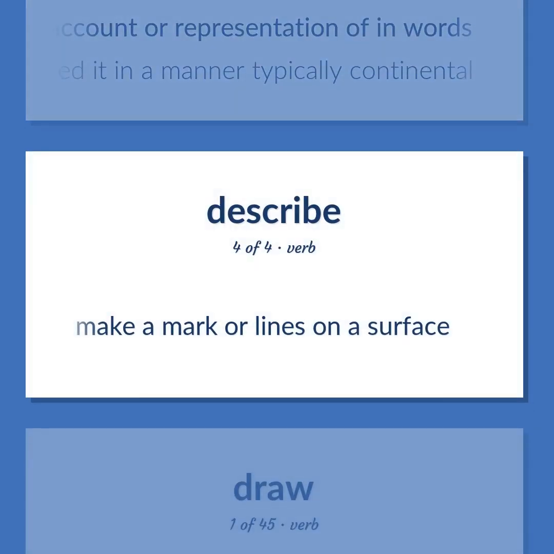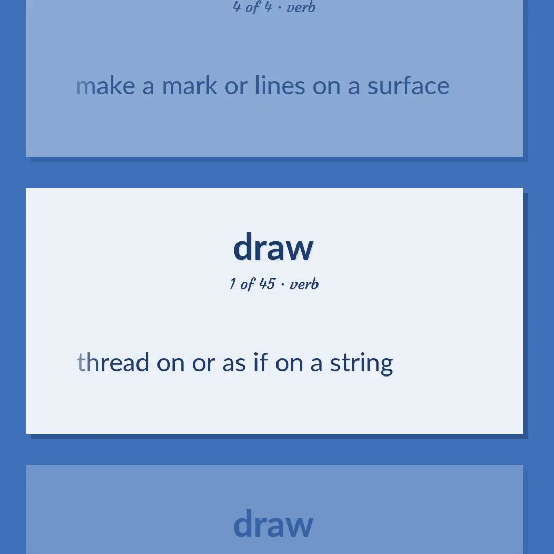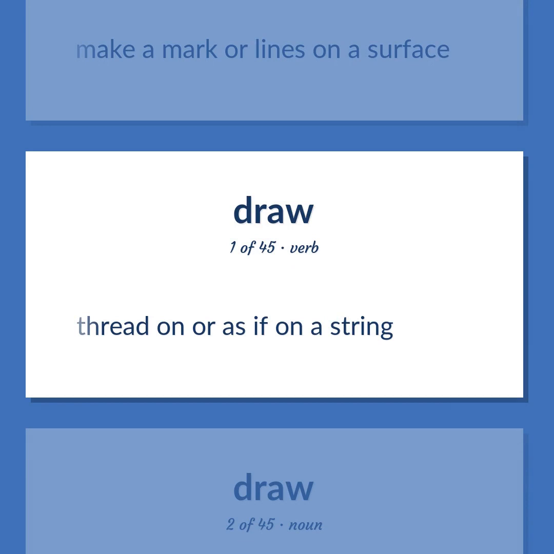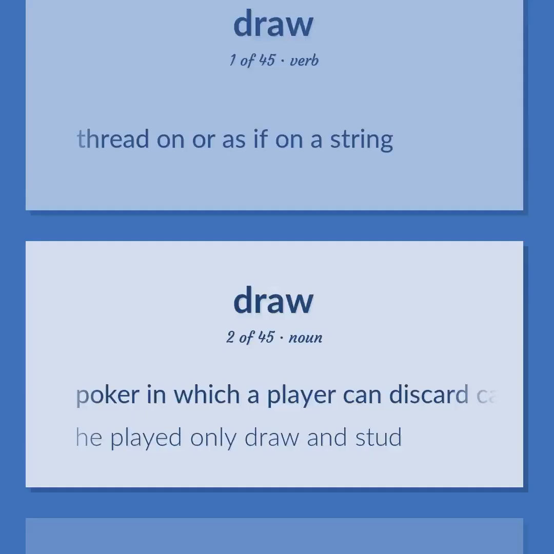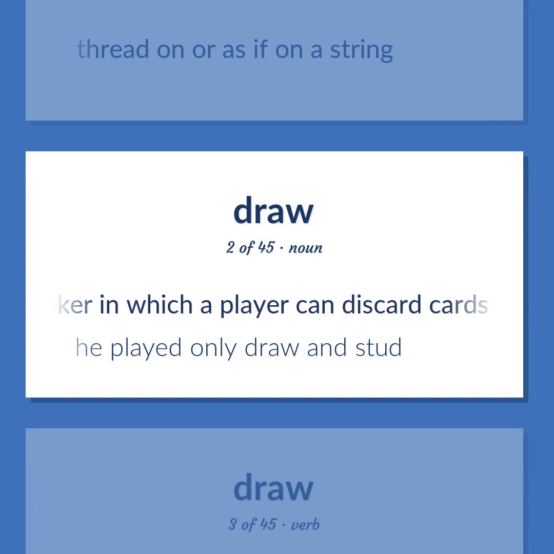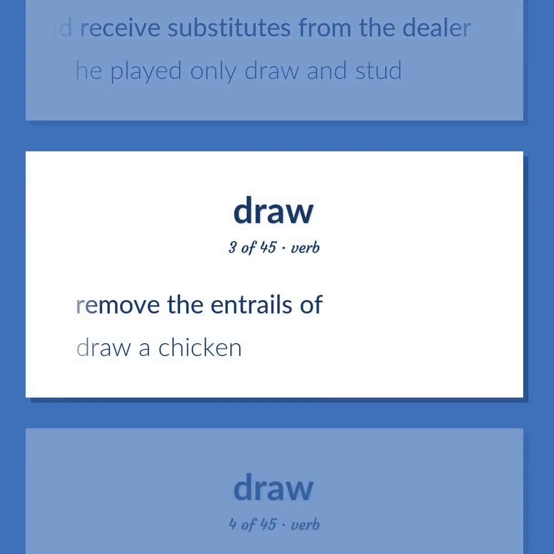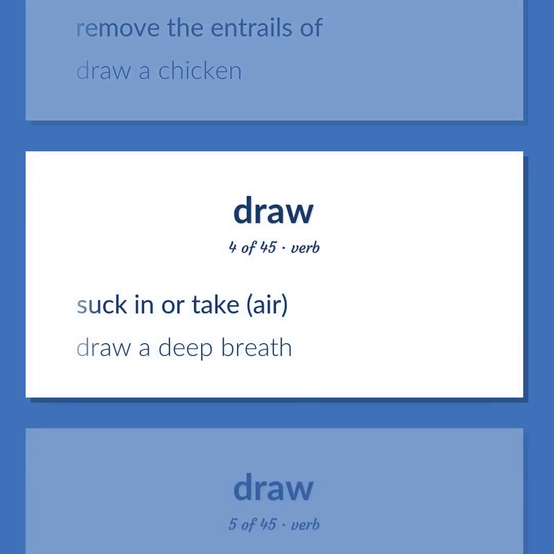Make a mark or lines on a surface. Thread on or as if on a string. Poker, in which a player can discard cards and receive substitutes from the dealer. He played only draw and stud. Remove the entrails of. Draw a chicken. Suck in or take air. Draw a deep breath.